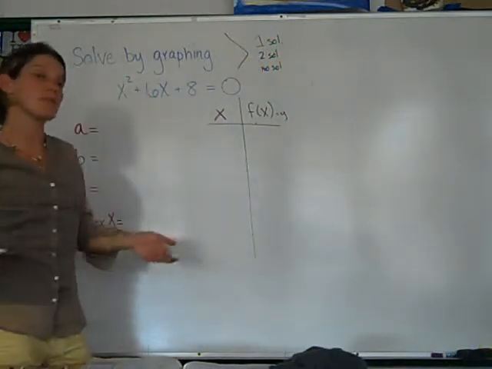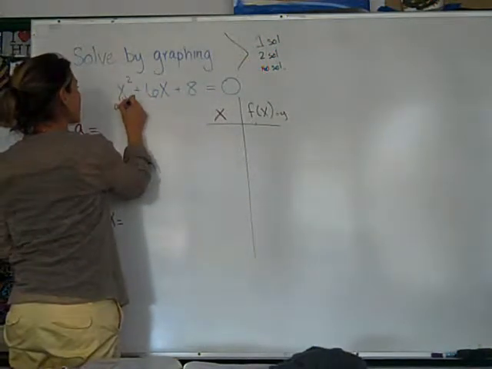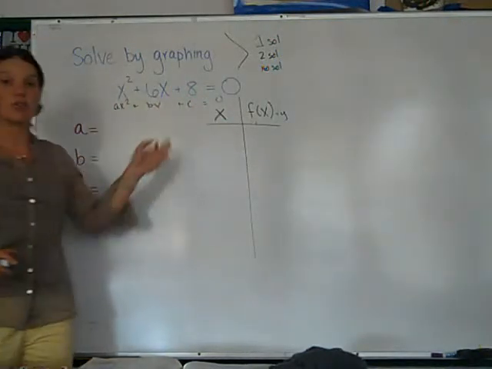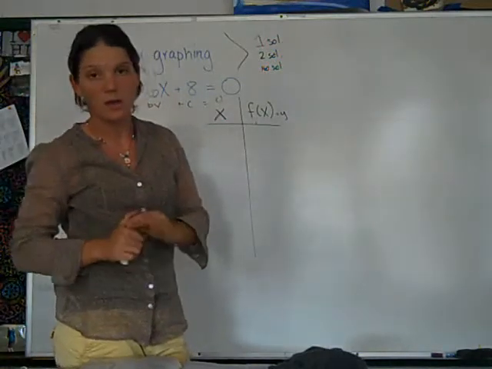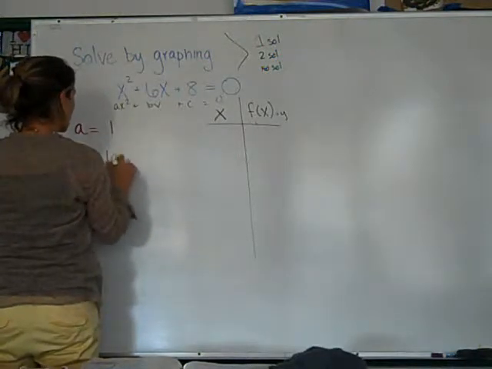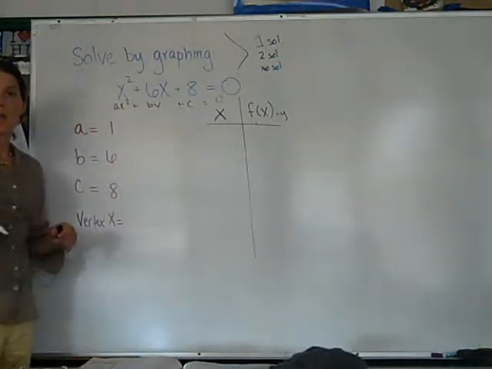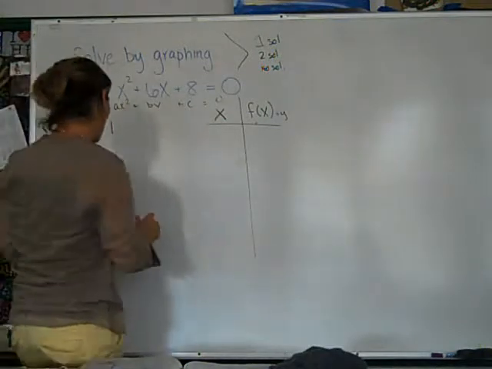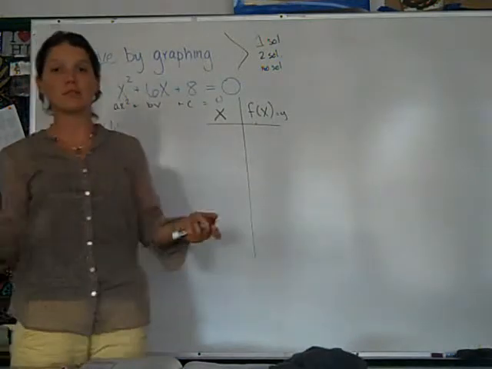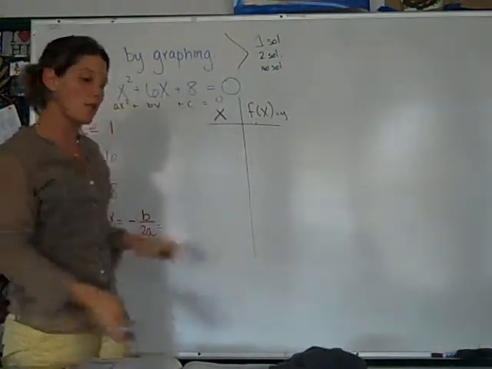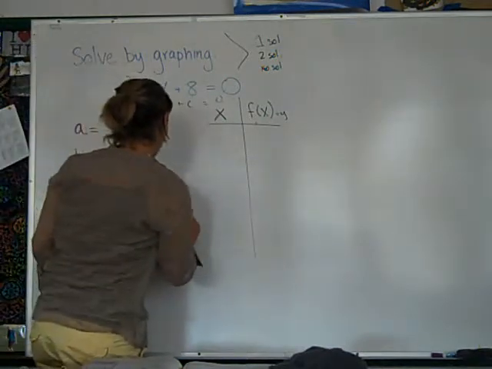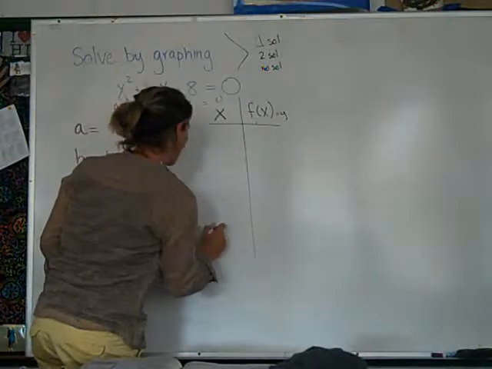I also want to start looking at some pieces of my equation. So ax squared plus bx plus c equals 0. Remember, these a, b, and c terms give us some special information about our graph. Our a value would be 1, our b value would be 6, and our c value would be 8. And from what I told you last time, the vertex x is going to be negative b over 2a. That's a great place for us to start because our parabola is going to branch off symmetrically from that point. Plugging in my values for my vertex x, I get negative 6 over 2 times 1, which equals negative 3.